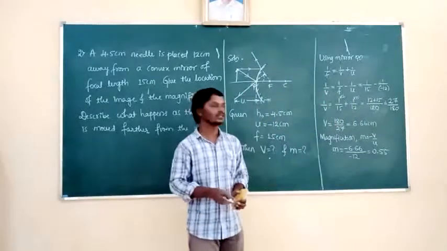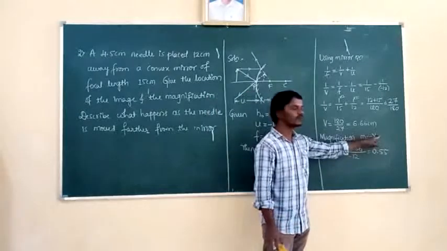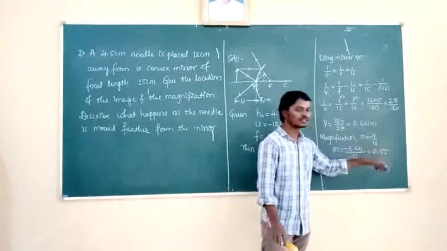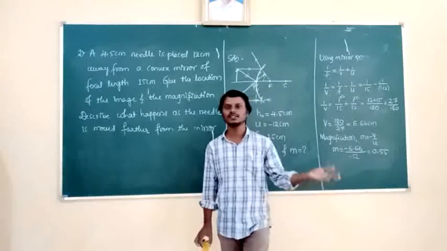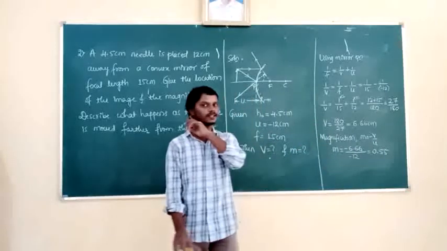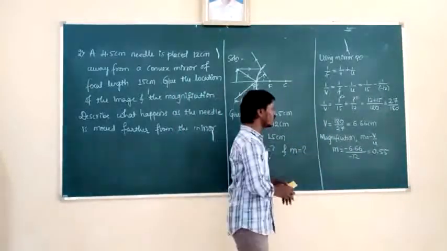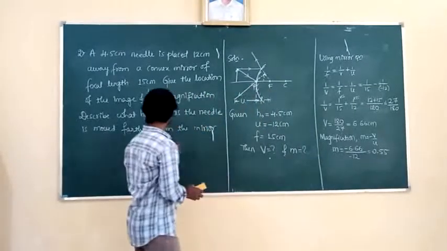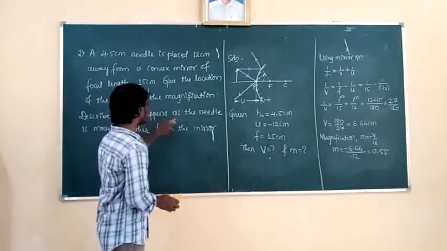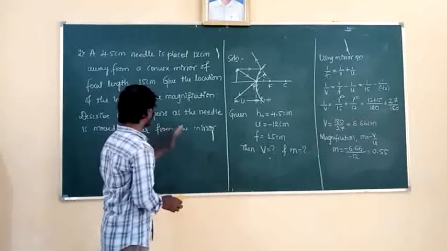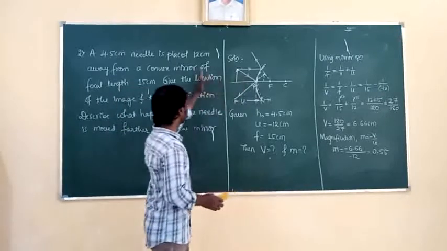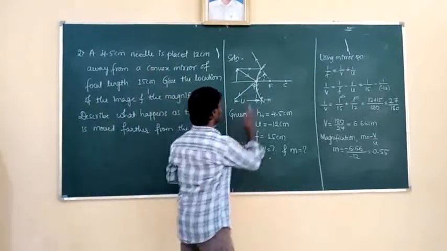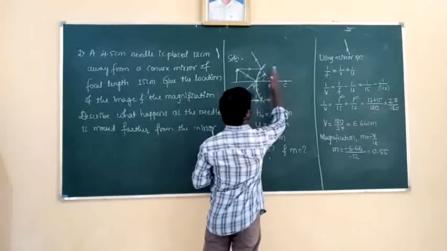And magnification has no unit. Why does it have no unit here? Image distance is measured in centimeter, object distance is also measured in centimeter, so centimeter gets cancelled. Okay, and one more question. What is that question? Describe what happens as the needle is moved further from the mirror. As the needle is moved further from the mirror, its image also moves away from the mirror.